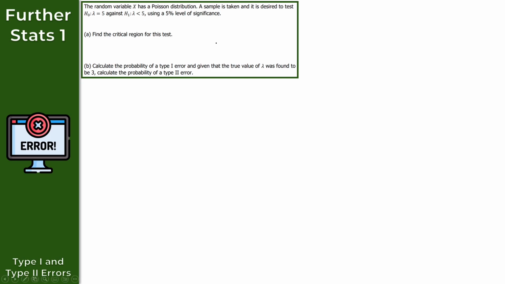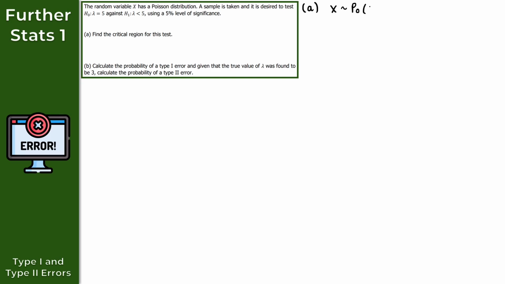And as you can see for this question here, the layout and structure is very, very similar to the previous question. So again, we're just going to start by finding the critical region for this test. So for part A then, just finding the critical region. Well, we need our distribution here. So x has a Poisson distribution. So x follows a Poisson distribution here.